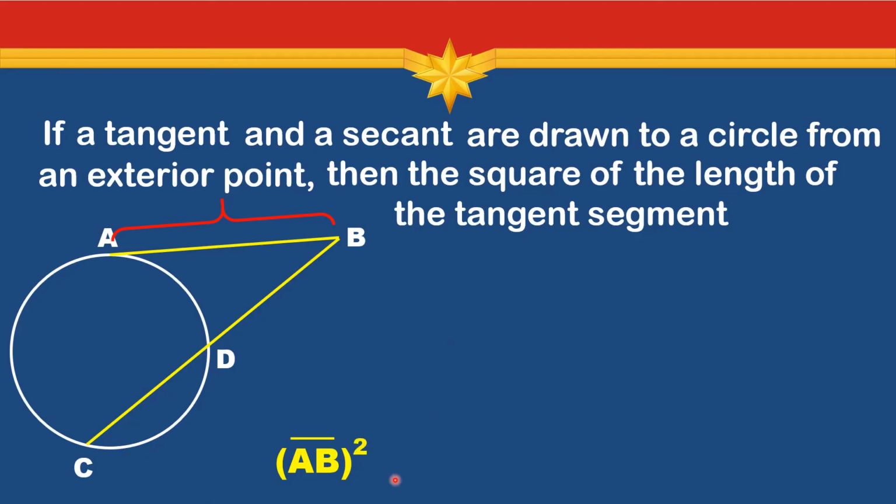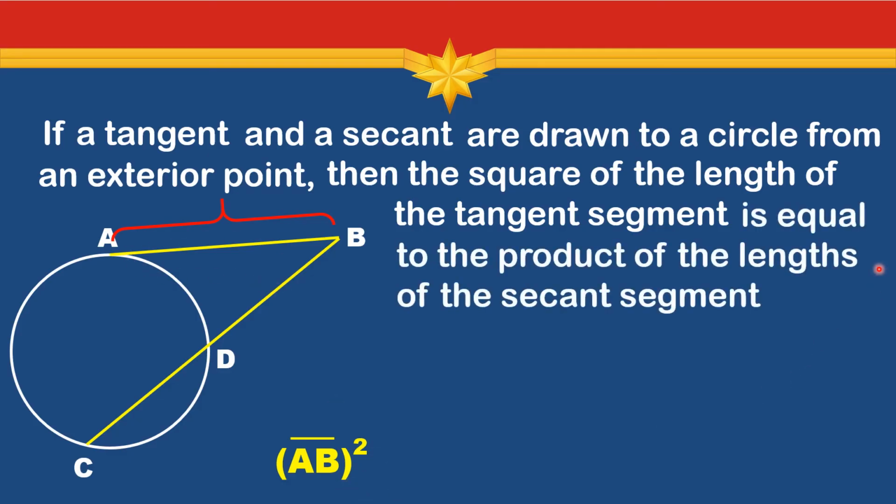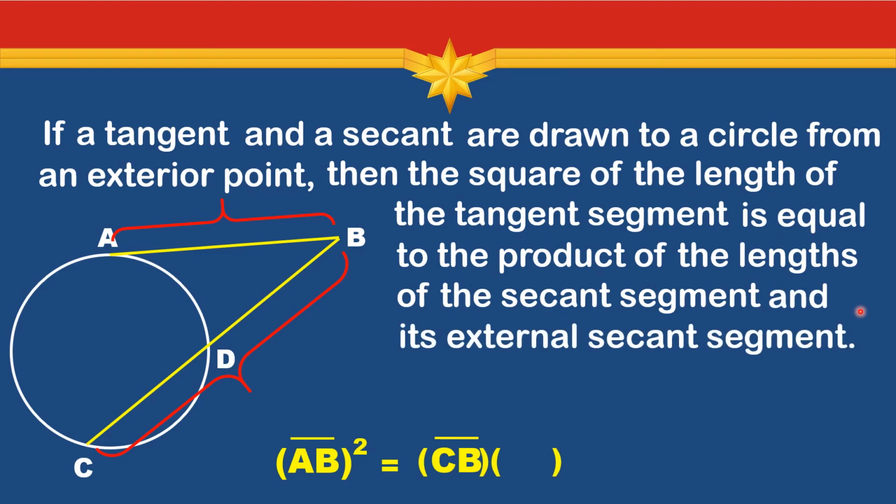So, kunin natin yung square niya. Ulit, kunin natin yung tangent and then i-square natin. Is equal to the product of the lengths of the second segment. So, equal siya dun sa isang buong second segment, which is segment CB. And then, product daw eh. So, times its external second segment. So, kunin natin yung external second segment niya, multiply natin doon sa isang buong second. Ayan. So, this is our formula.